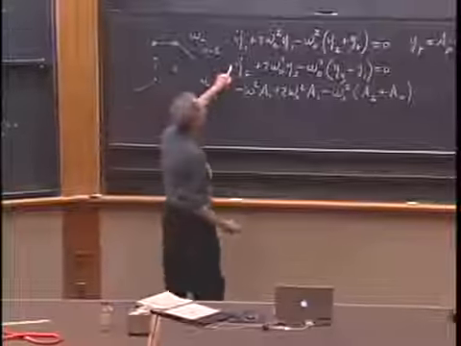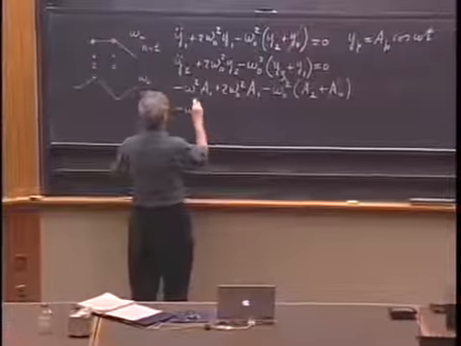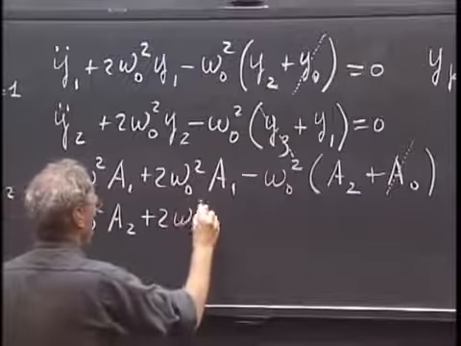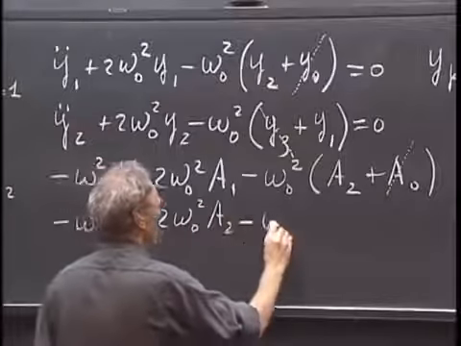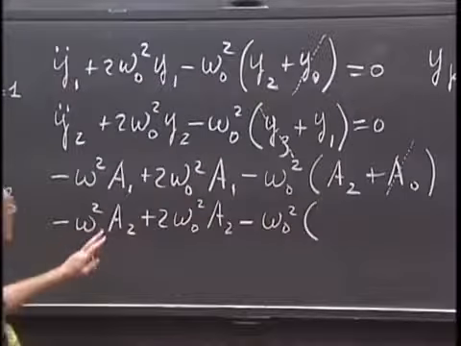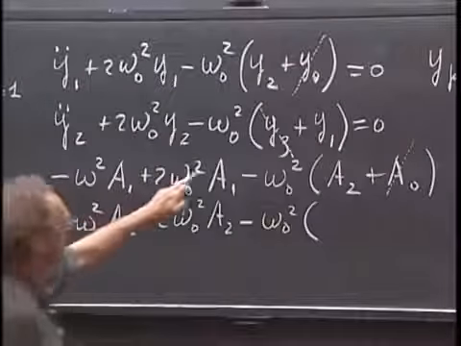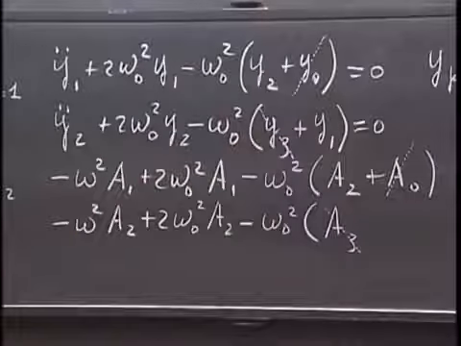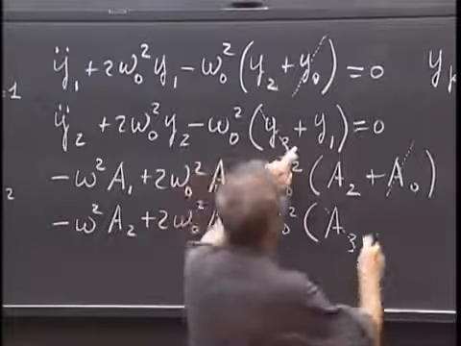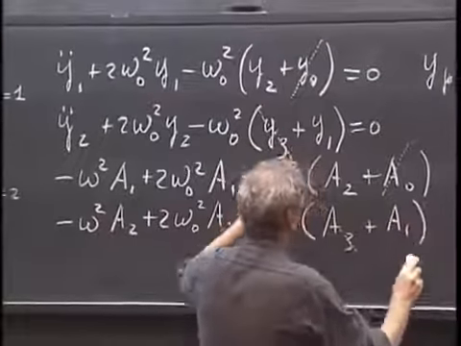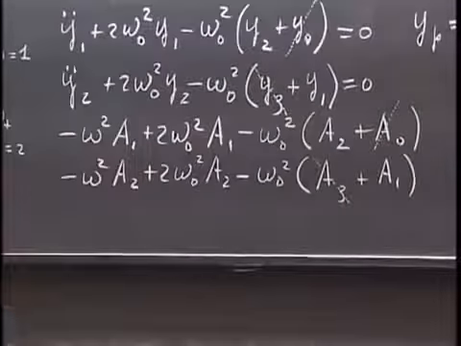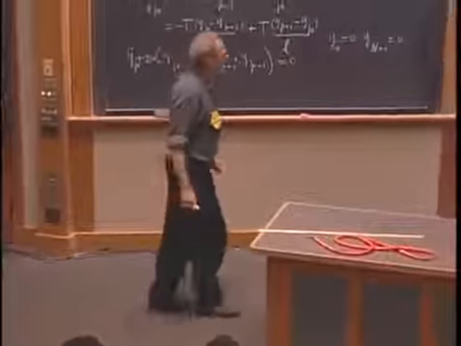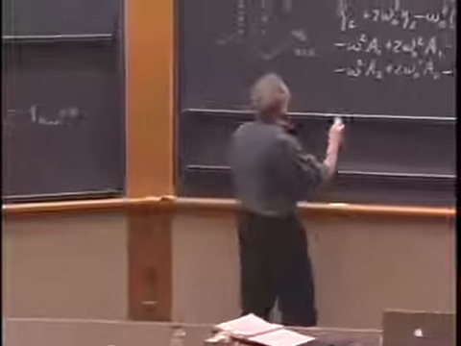I go to particle number 2. I get minus omega squared times a2. It becomes a little boring: 2 omega 0 squared times a2, minus omega 0 squared. And now I have a y3 here, so I get an a3, which happens to be 0, but that's not so relevant right now, and then I get plus a1. And the reason why I started off with 1 and 2 is that now you see how we can put it in the particle p. So the particle p is now going to be rather easy.